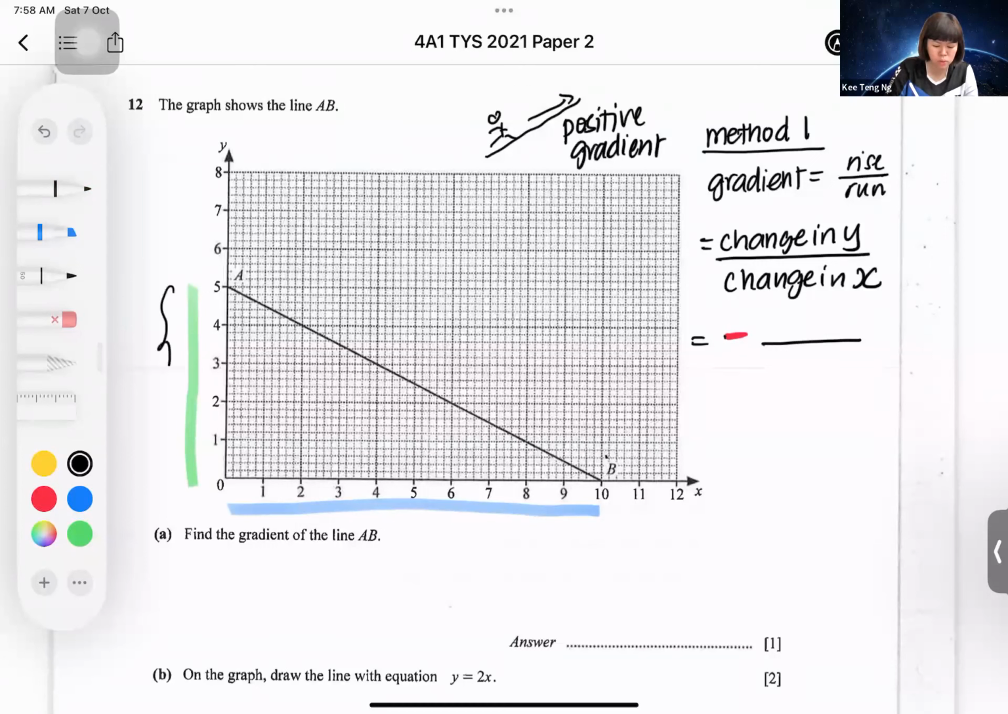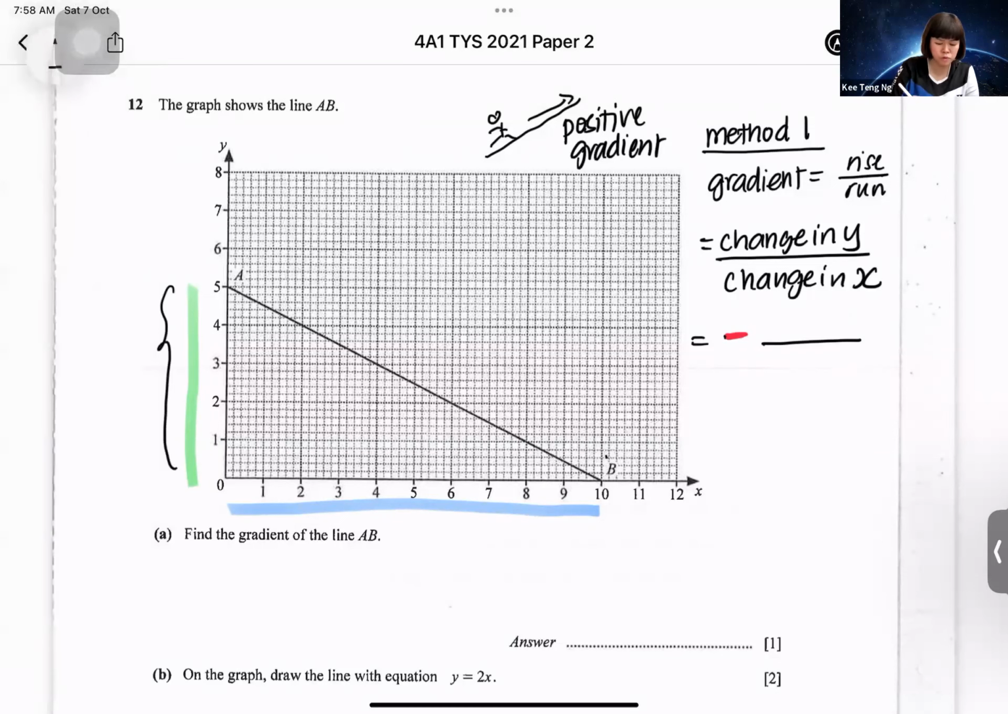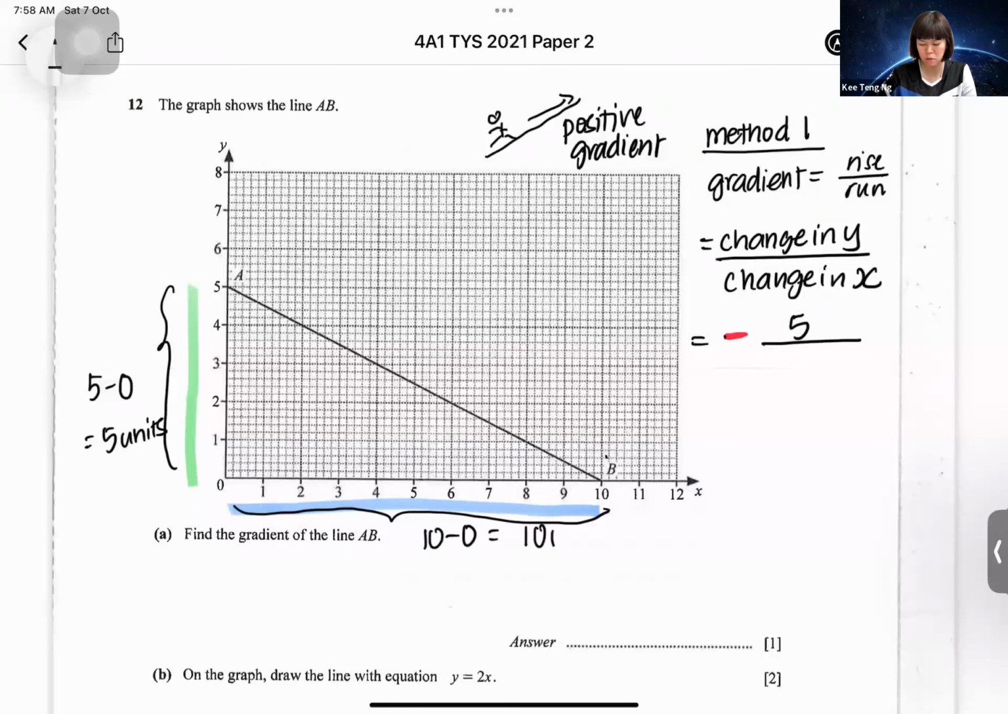So this one is negative. Then I want the change in the y. How many units are there for the change in y? From 0 to 5. So 5 minus 0. So the change in the y, 5 minus 0 is 5 units. Then my horizontal change in x is from 0 all the way to 10. So it's 10 minus 0. The change in the number of units is 10 units. Or some of you can read the 10 units directly. That will be your answer.